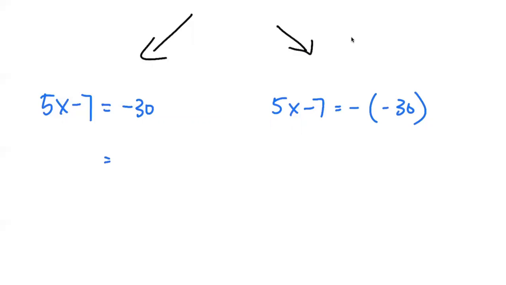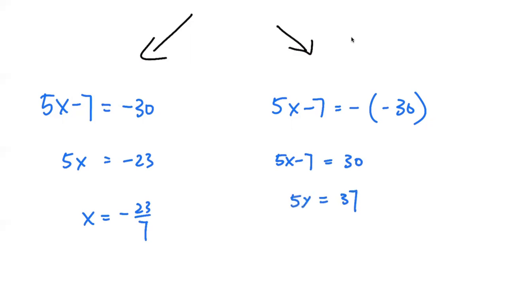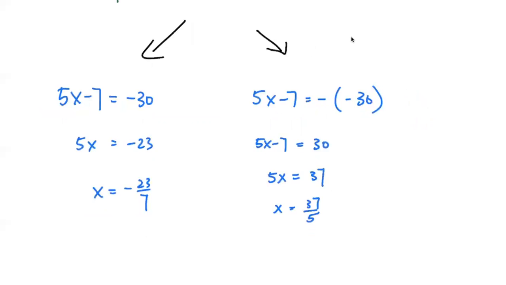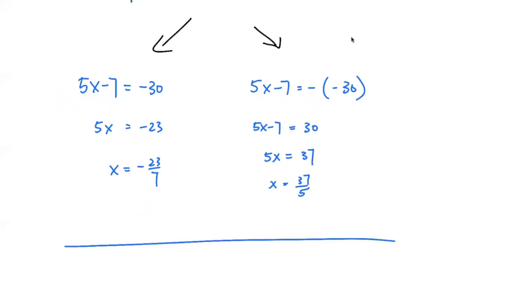So we add 7 on both sides. We have negative 23, and x is equal to negative 23 over 7. And then on the right-hand side, we have 5x minus 7 is equal to 30. We add 7 on both sides. So we have 5x is equal to 37, so x is equal to 37 over 5. And then let's go ahead and draw a number line.